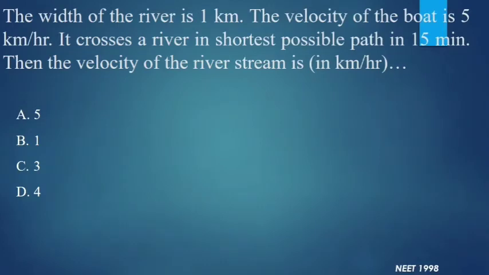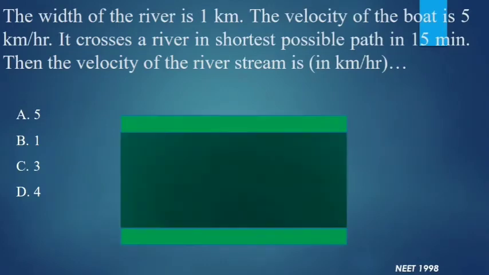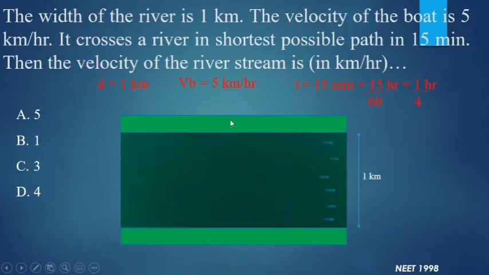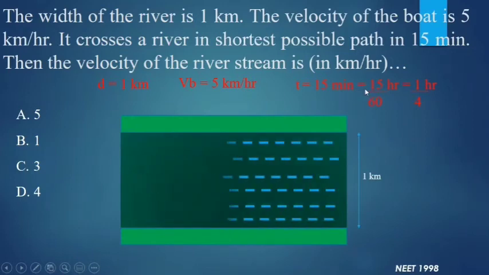Next problem, the width of the river is 1 kilometer. So this width is 1 kilometer. The velocity of the boat is 5 km per hour. It crosses the river in the shortest possible path. So the shortest possible path is this, perpendicular to the river, that is 1 kilometer. The time required for this travel is t equal to 15 minutes. If you convert it into hours, it will be 1/4 hours.